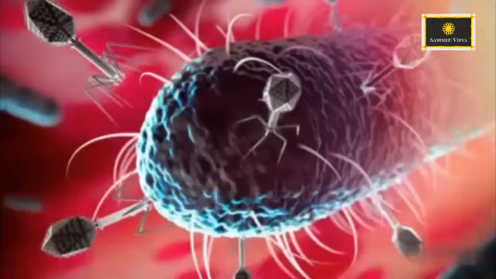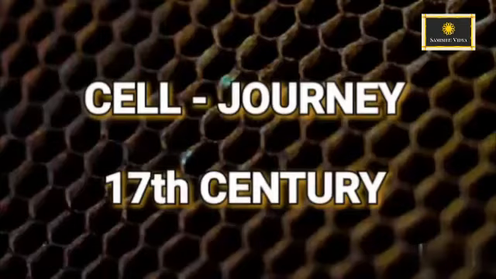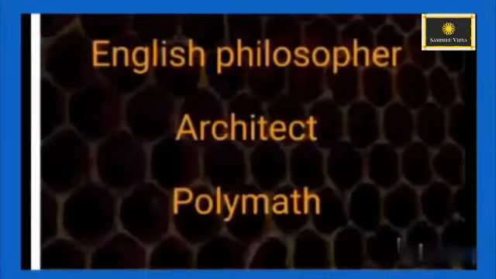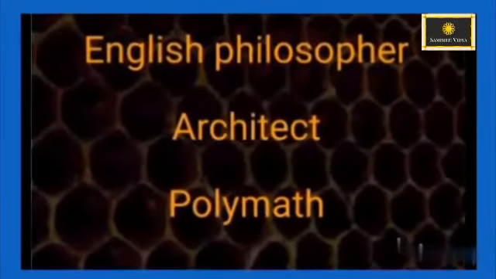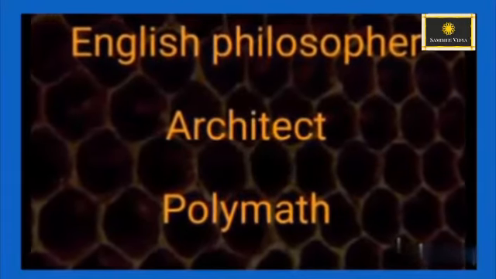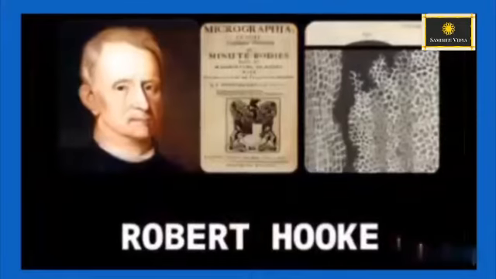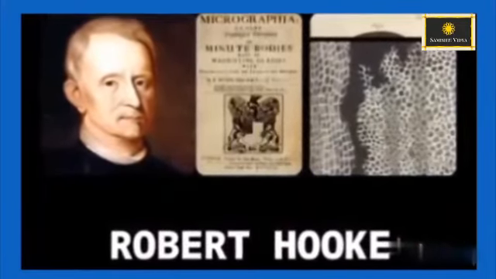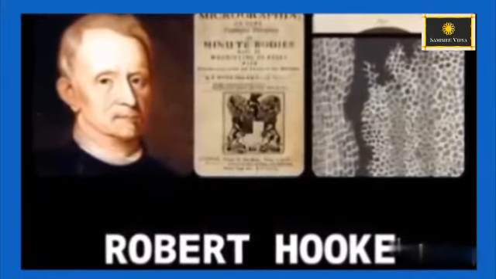The invention of magnifying lenses led to the discovery of the microscopic world. The history of the cell journey dates back to the 17th century. Robert Hooke, an English philosopher, architect, and a polymath, in 1665 discovered and named the cells while examining a thin slice of cork under a self-designed microscope.